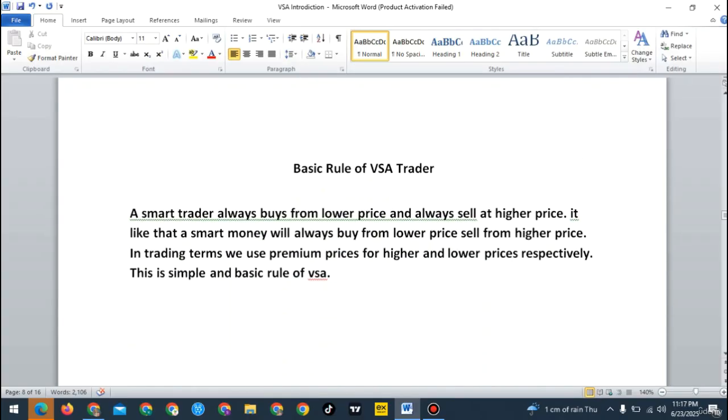So next is the basic rule of a VSA trader. A smart trader always buys at a lower price and always sells at a higher price. It is like smart money will always buy from a lower price and sell from a higher price. In trading terms, we use premium and discount prices for higher and lower prices respectively. This is a simple and basic rule of VSA.